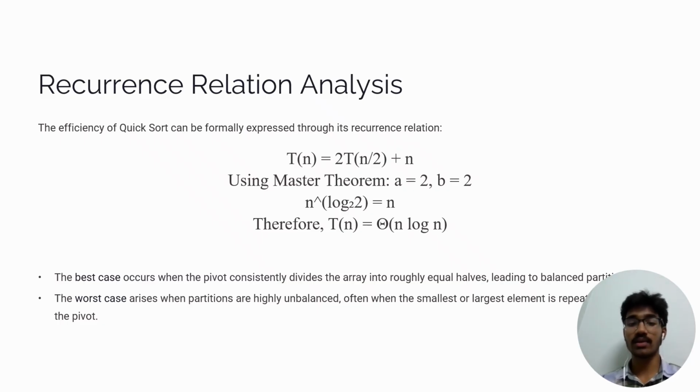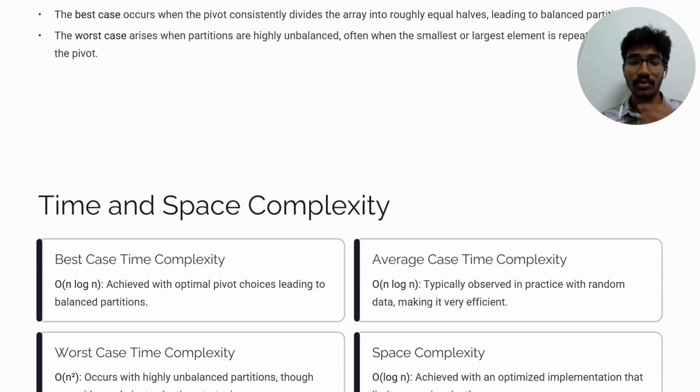The best case occurs when the pivot consistently divides the array into roughly equal halves. So more or less it should be more unsorted so that it can run a lot quicker. And the worst case occurs when the pivot is highly unbalanced. This is the case where the array is already sorted, which is the worst case for quicksort, where we'll be looking at other sorting algorithms. I'm sure you know of them.